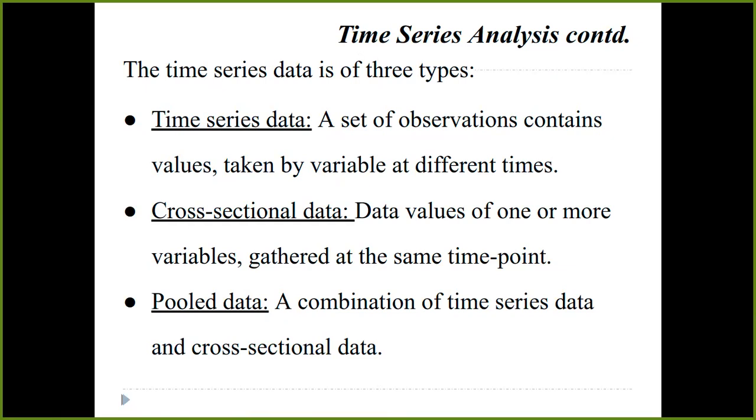First is time series data. A set of observations contains values taken by a variable at different times. Just like I wanted to calculate the growth of a plant, or production. That is, in the first month I produce this much, in the second month I produce this much, etc. It means that some observations or calculations we are performing, or some values we are getting, can be one type of data.